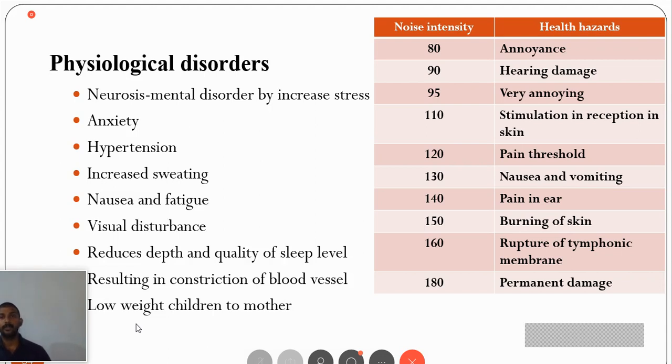And here we're showing the noise intensity and what problems may arise. At 80 decibels, there is a chance of annoyance; at 90, hearing damage; at 130, nausea and a vomiting tendency; at 160, rupture or temporary damage of the eardrum; and if it is more than 180, there is a chance of permanent damage of the ear.